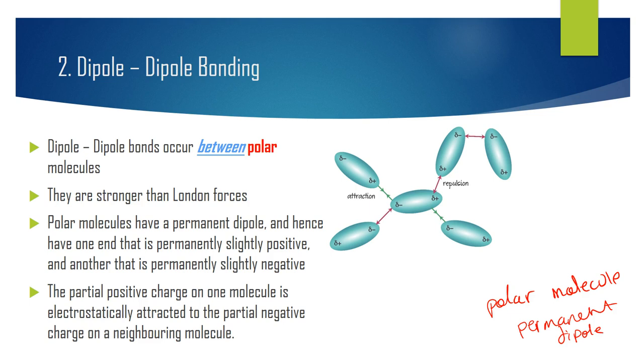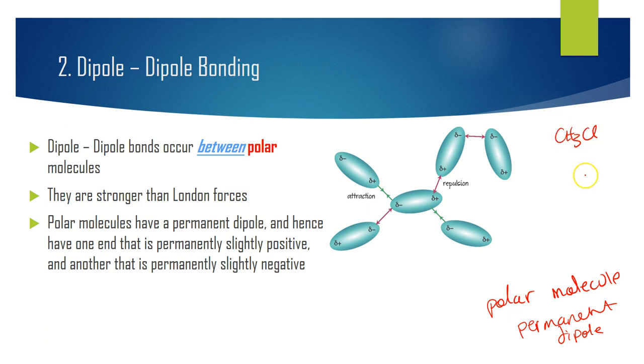Dipole-dipole bonds occur between polar molecules only. They have to be polar. So we're talking about molecules like CH3Cl, chloromethane, with 3 hydrogens and a chlorine. CHCl3 would also be polar. This is going to be a delta minus, delta plus. We're going to have an overall dipole in this molecule.